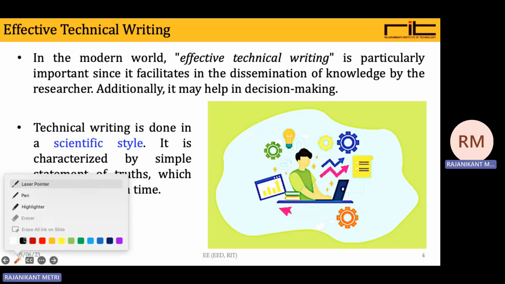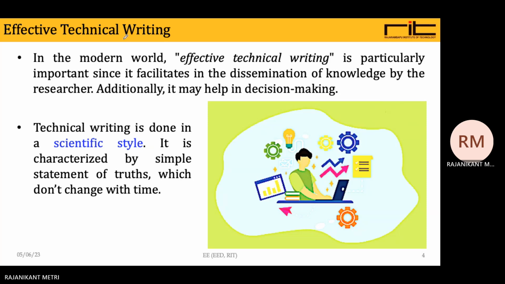So we'll see the definition, effective technical writing. It is particularly important since it facilitates in the dissemination of knowledge by the researcher, and it also helps in decision making. So why is effective technical writing needed? It is important because it facilitates in the dissemination of knowledge. How you disseminate your knowledge or your research work to the research community, that is through effective technical writing. That's why this is important.